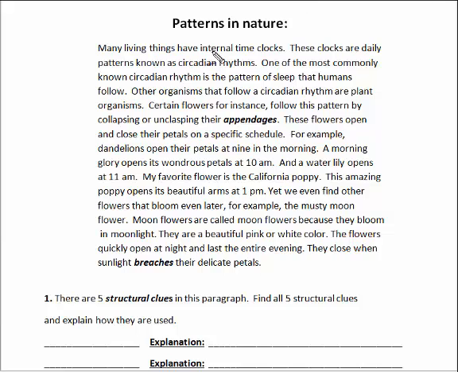Here we see the first structural clue over here is for instance. For instance is going to give you an example of what they just said here. There are collapsing and uncollapsing appendages of these flowers, and that is going to be set on what they said earlier, the circadian rhythm. So the circadian rhythm sets up when they open and close the appendages. For example, here is an example of pretty much the same thing. That's 2.